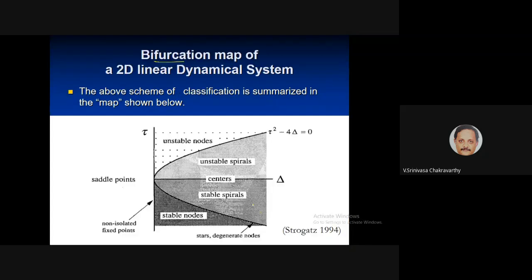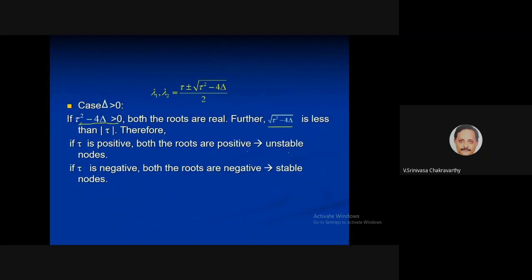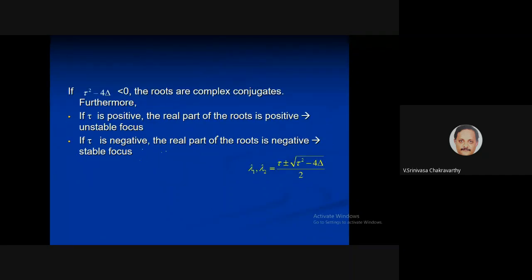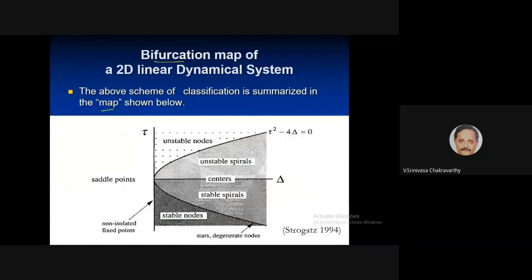So let us put these all together and summarize them in one picture, or we call it a map. It's a bifurcation map, right? So first thing, if tau is negative, it is an easy case. If delta is negative, you have saddle nodes. So this entire thing on the left side is just saddle node. So there's nothing else that matters. If delta is negative, you have only saddles, so nothing else matters.